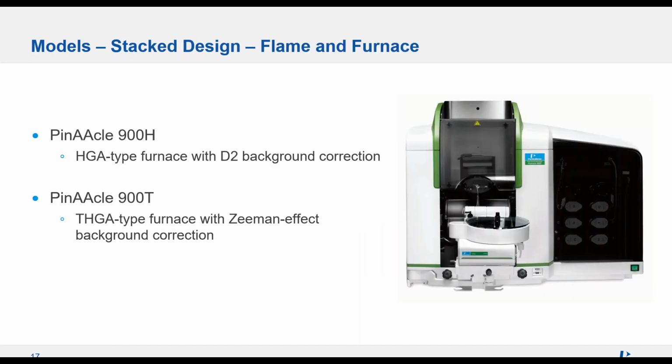If we look at our stack designs, there are 2 flavors here. There's the PinAcle 900H, which is an HGA type furnace with D2 background correction, and the PinAcle 900T, which is our THGA type furnace with Zeeman effect background correction. So there's 2 flavors of our stacked flame furnace design. The flame furnace takes up a much smaller area than traditional flame and furnace, where there are 2 separate AAs or 2 separate systems next to each other. So this is the smallest system on the market of such design.